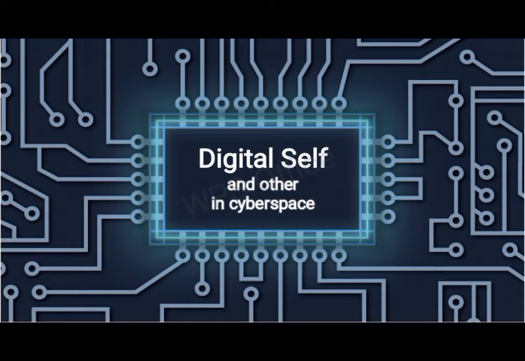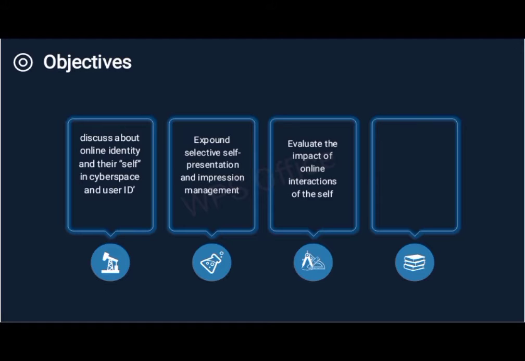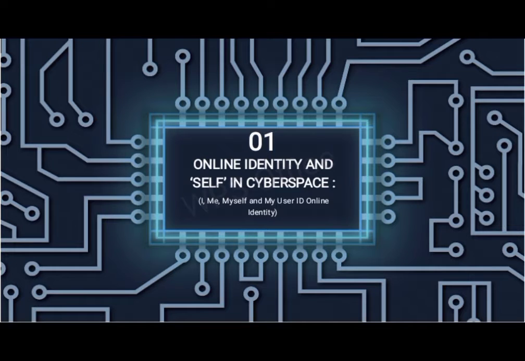in cyberspace. At the end of this lesson, you are expected to discuss online identity and the self in cyberspace and user ID, expound selective self-presentation and impression management, evaluate the impact of online interactions on the self, and lastly, establish boundaries of the online self, private versus public, personal versus social identity online, gender and sexuality online. Online identity and self in cyberspace.